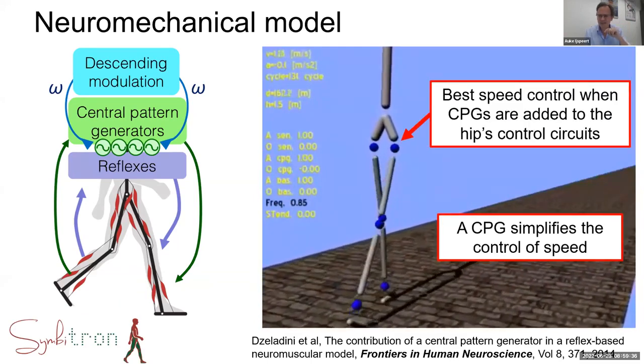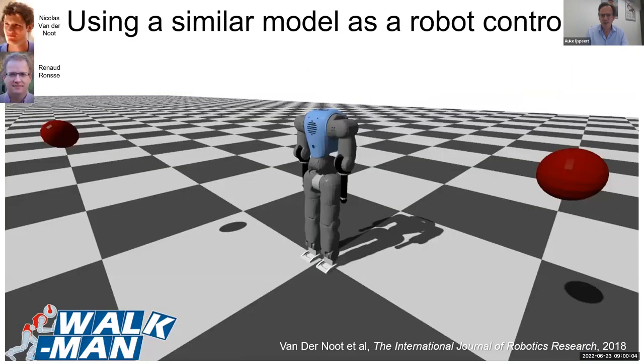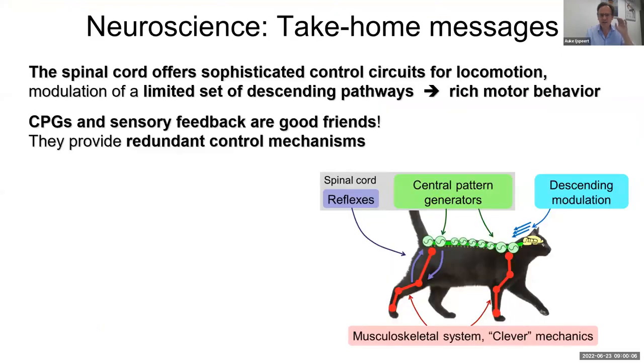And interestingly, I saw Monica joining. This directly also correlates with what she proposed, in the fact that we found the best place to add the input of a CPG on human locomotion is at the more proximal joints, more like the hips, while the most distal joints can be more sensory driven. So internally, there could be a gradient of being more CPG driven by the proximal joints and more sensory driven by the distal joints.